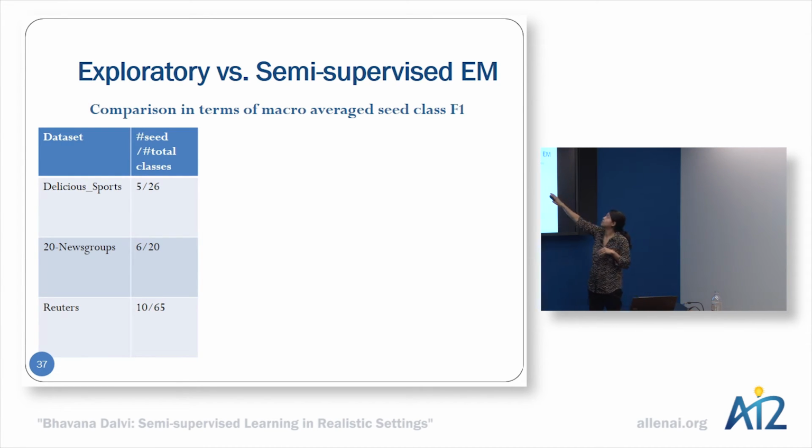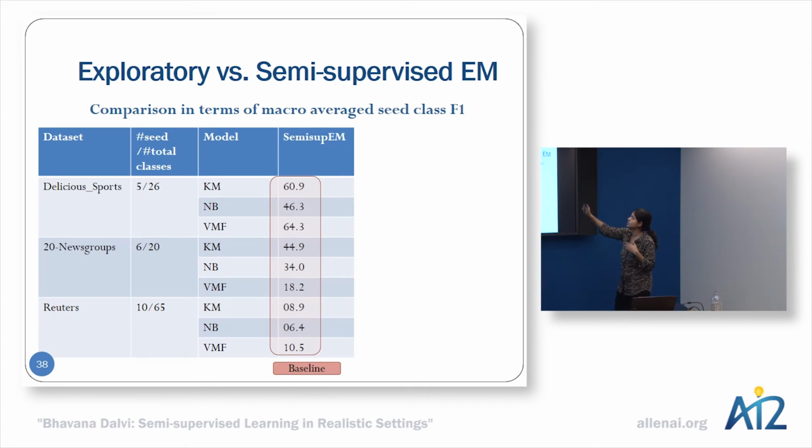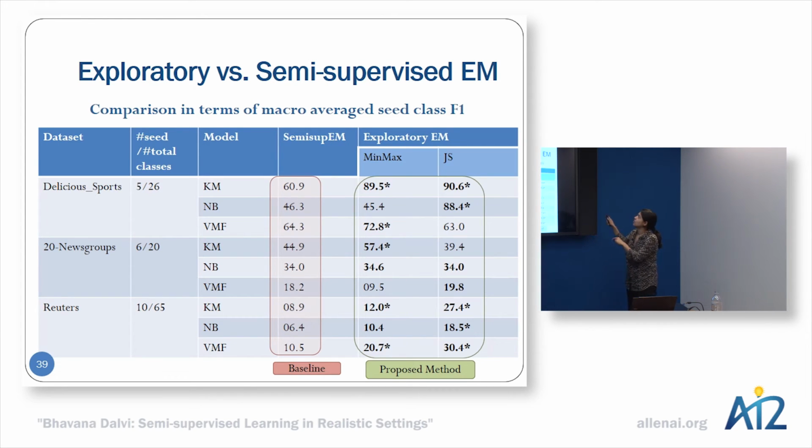Okay, so what I am showing you here is how exploratory EM performs with respect to semi-supervised EM on macro average seed class F1, so that these methods are comparable. And for each of these data sets, we are randomly picking 5, 6 or 10 classes, generating multiple such train-test data sets and averaging the results over those data sets. So this is how semi-supervised EM performs when we use k-means, naive Bayes or the von Mises-Fisher model, and this is how exploratory EM performs. The boldface numbers are improvements, and asterisks tell you that it is a statistically significant improvement.